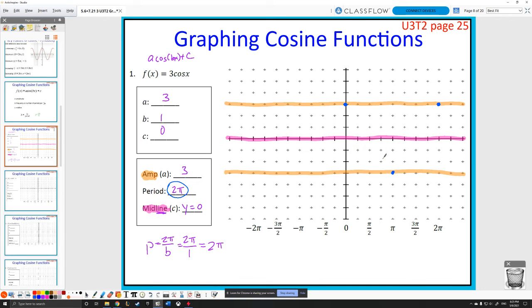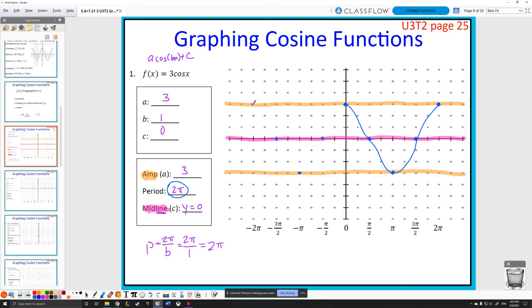Then in between my max and min, I have to go through my midline somehow, right? I'm not going to magically appear on the other side. So I must cross the midline, and it's going to be right in between. So my graph looks something like this. And I'm going to, again, do the similar thing here, right? If I'm going to the left, that means I have to go down first.